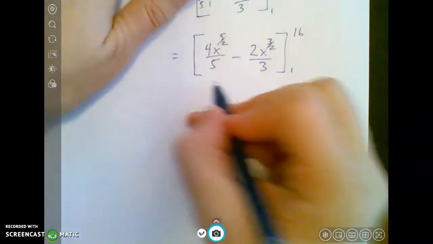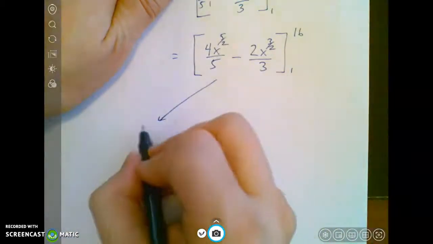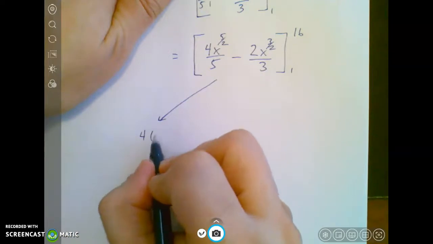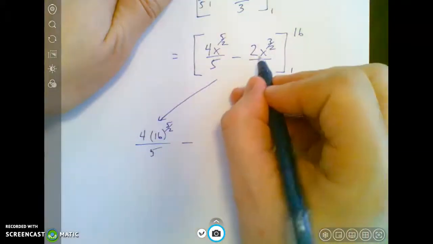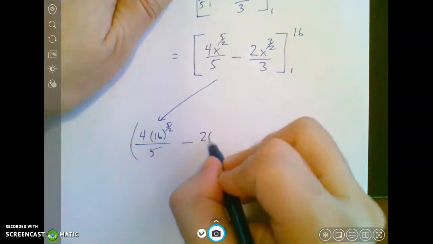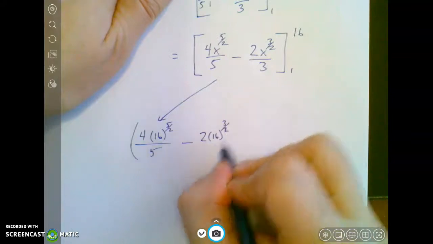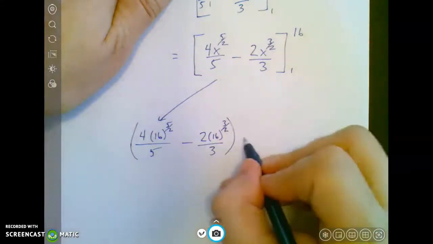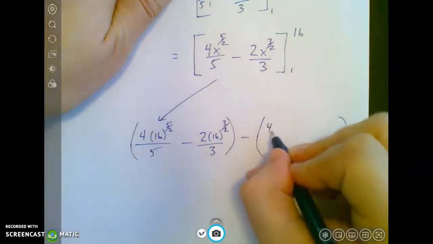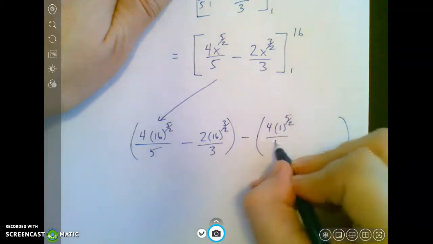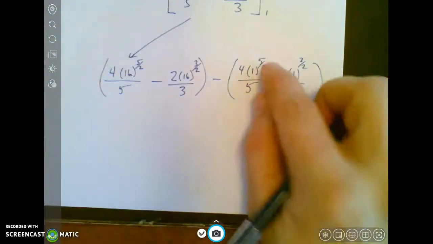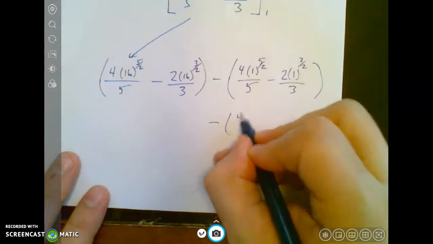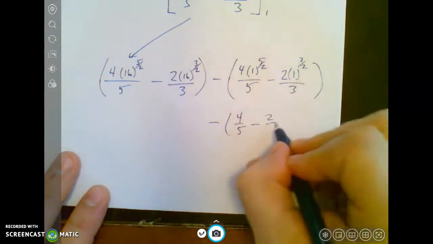You're going to like the 16 and 1 because, remember, half powers are like square roots. So you're going to have 4 times 16 to the 5/2. And then, remember, you plug the whole thing in with 16s, and then you'll plug the whole thing in with 1s. Okay, so we'll do the same thing: 4 times 1 to the 5/2 over 5 minus 2 times 1 to the 3/2 over 3. This side's easier because 1 to any power is still 1. So really this comes down to be 4/5 minus 2/3.